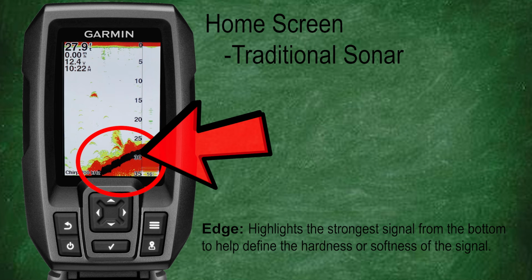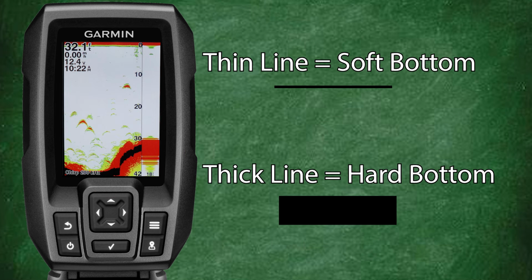That black line is the fish finder in all of its infinite skill and wisdom interpreting what it believes to be the bottom and the bottom composition. Now this is the part that's really cool about the edge feature. Based on the bottom composition, either hard or soft, the thickness of that line is going to vary. For hard bottoms, the line is going to be thicker, and for softer bottoms, the line is going to be thinner. This can be extremely useful if you haven't yet learned to interpret bottom composition on your fish finder.